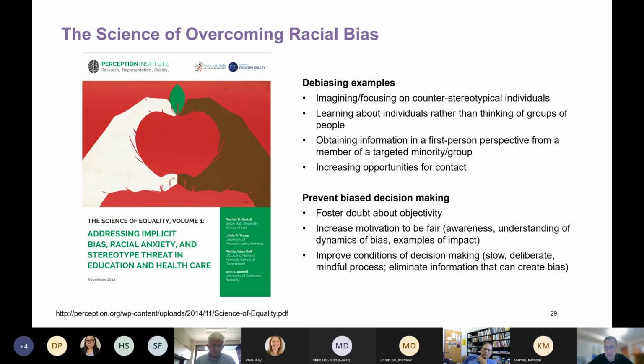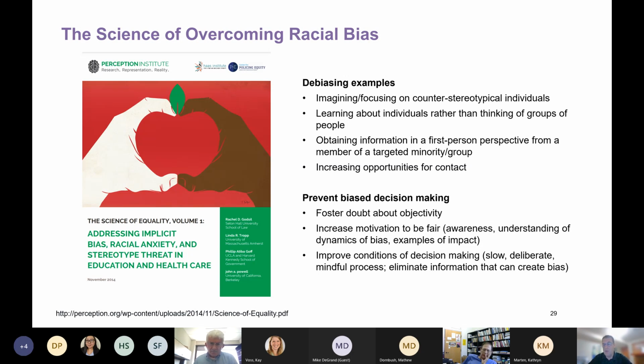Preventing biased decision-making. So one of the key things is question objectivity, right? If we could always say, are we really sure this data is accurate? Have we really double-checked, right? So always carry that doubt in the back of your mind and question the objectivity. That is how we activate our prefrontal cortex to not just believe in what the data is presenting us, but always question it. Increasing the motivation to be fair.